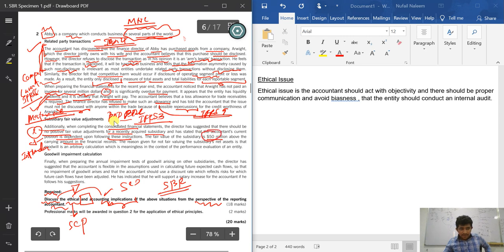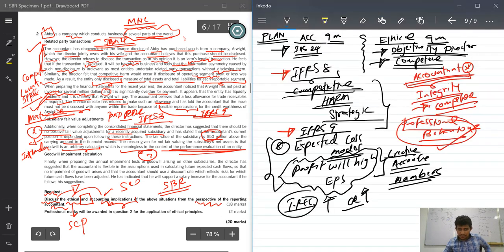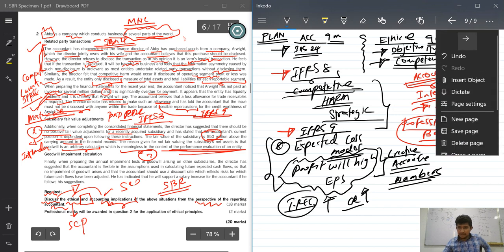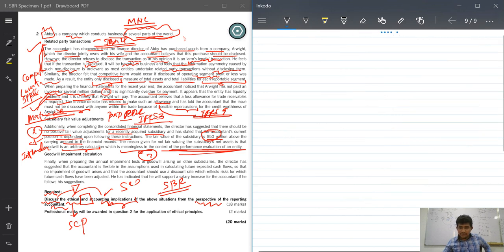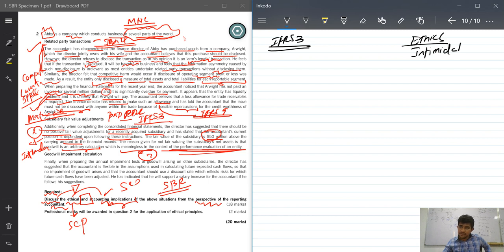The reason given for not fair valuing the subsidiary's net assets is that goodwill is an arbitrary calculation which is meaningless in the context of performance evaluation of an entity. So again, he is saying it will not affect the ratios. Now let's do a small evaluation here. Listen carefully. The issue here is IFRS 3 business combination. And the ethical problem here is again a threat, an intimidating one. I will explain that later.